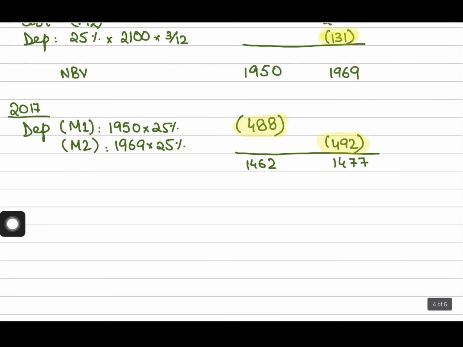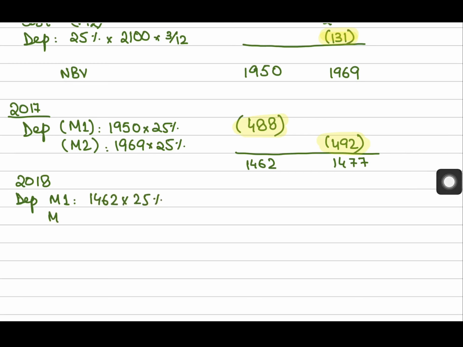Okay, so let's first calculate depreciation on the old ones. Okay, so depreciation on machinery 1, again on the net book value. So 1462 multiplied by 25%. For machinery number 2, it will be on 1477 multiplied by 25%. Right? So for machinery 1, it will be 365.5, 366, and for machinery 2, it will be 369.25. So let's just keep it as 369.